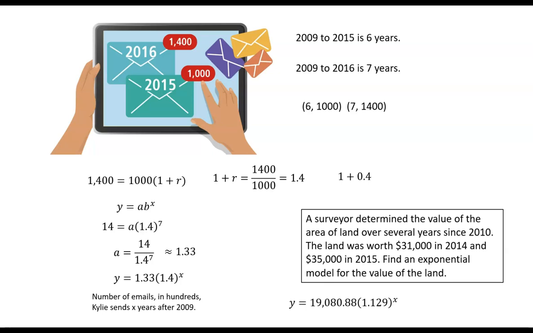Our model, if we used actual numbers, we'd have y equals 19,080.88 times 1.129 to the x. If we want to keep it simpler and had our answer represent thousands, then we could say y equals 19.08 times 1.129 to the x, where whatever value we get is in thousands.